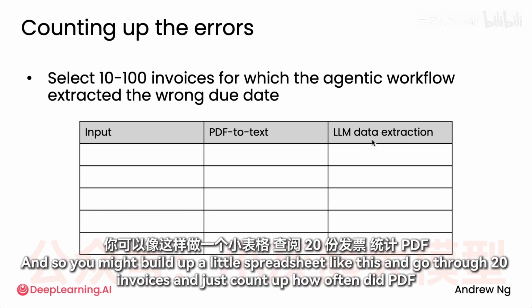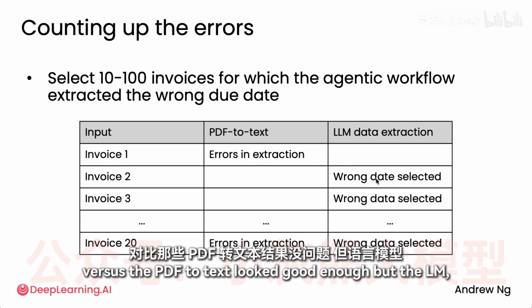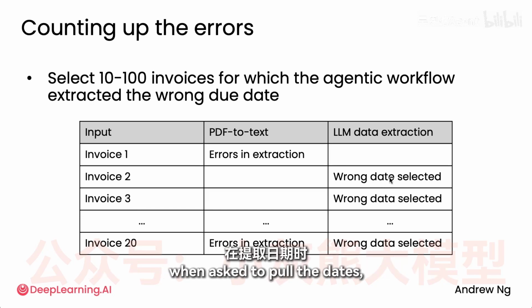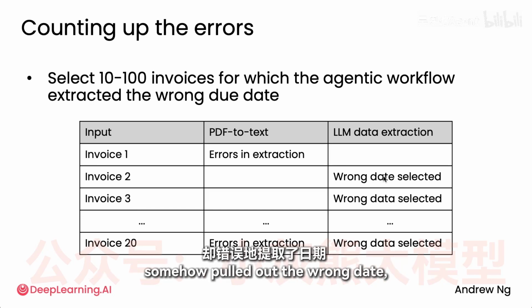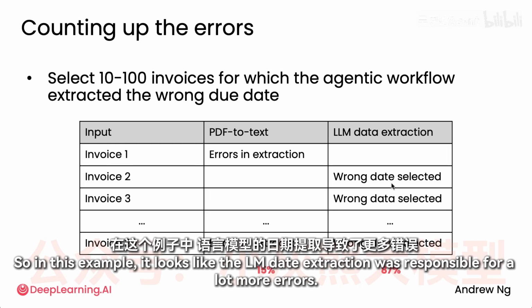And so you might build up a little spreadsheet like this and go through 20 invoices and just count up how often did PDF to text extract the dates or the text incorrectly so that even a human couldn't tell what is the due date, versus the PDF to text looked good enough, but the LLM, when asked to pull the dates, somehow pulled out the wrong date, like maybe identifying the invoice date rather than the due date of the invoice. So in this example, it looks like the LLM data extraction was responsible for a lot more errors.